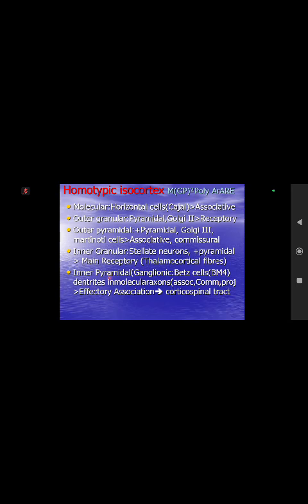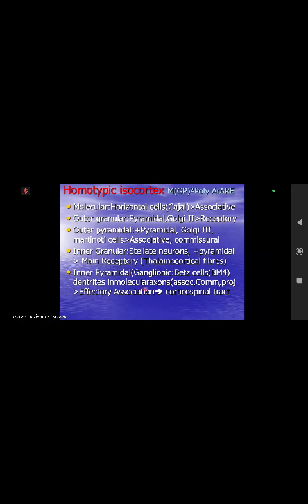Now, this is the main effector area. So the output from the cerebral cortex is from the inner pyramidal layer. And this now is the origin of the corticospinal tract, corticobulbar tract, and corticopontine tracts, which we talked about when we were talking about the basal part of the pons. You can see their origin is from this inner pyramidal layer.